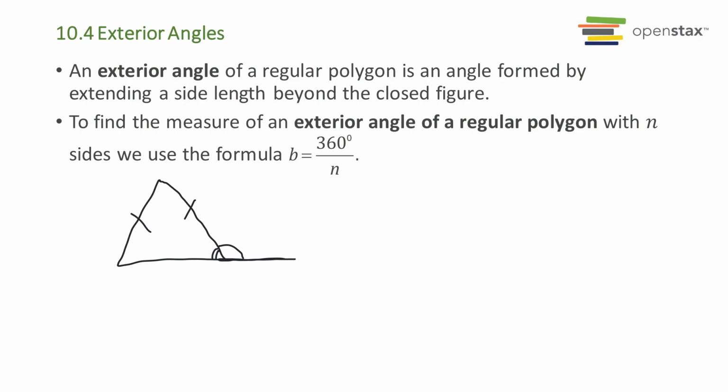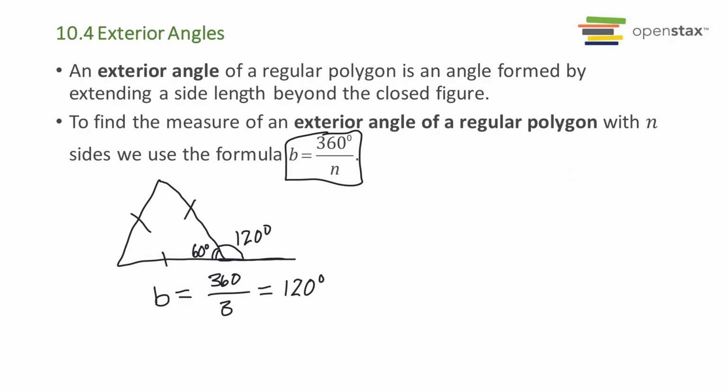Now, for a regular polygon, for example, here in this equilateral triangle, we know that all of these are 60 degrees, and those two angles are supplementary to each other, right? So if we did 180 minus 60, that would give us 120 degrees. But mathematicians have discovered this formula that says the exterior angle of a regular polygon with n sides is 360 divided by n. So if we do b equals 360 divided by 3, that should give us 120, and it in fact does.